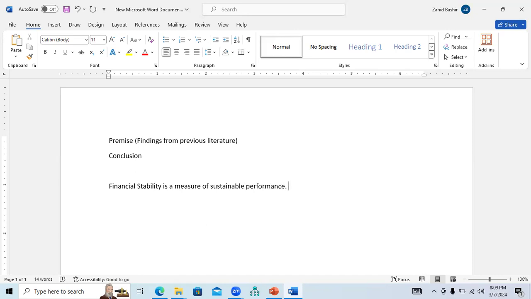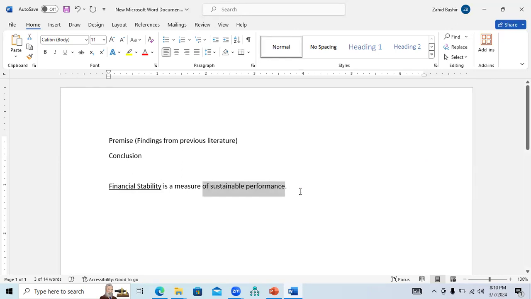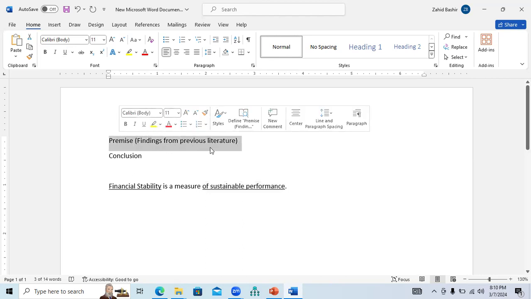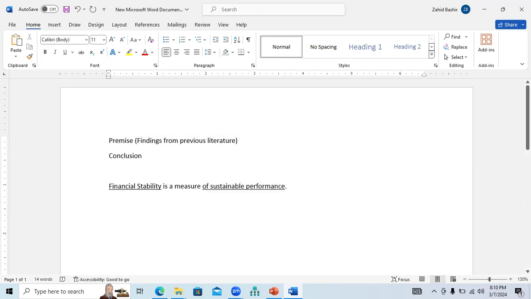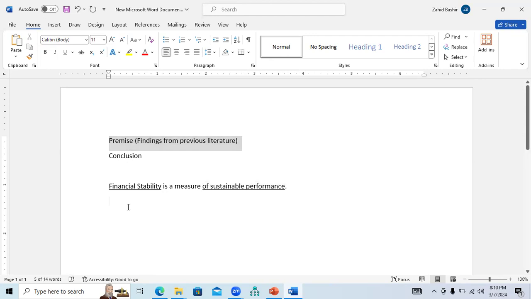This is my argument. This is my claim. I want to claim that the measure that we use for financial stability is actually a sustainable performance measure. So how can I prove this claim? I need to have some premise from the past literature. You may have more than one premise, premise one, premise two, and so on. So how much evidence do you have to support your argument? Then you can create your argument.